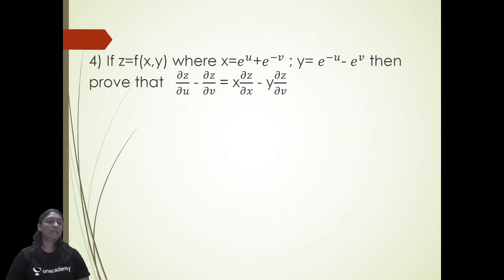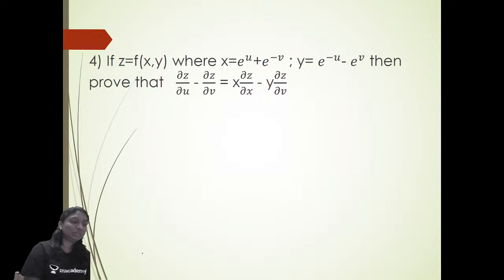Now next, if z is equal to, now see, this is a very interesting example. If z is equal to f of xy, where x is a function of u and v, right? x is a function of u and v, and y is a function of u and v. Then prove that ∂z/∂u minus ∂z/∂v is equal to x ∂z/∂x minus y ∂z/∂y. We require ∂z/∂u, so again we will use the chain rule.